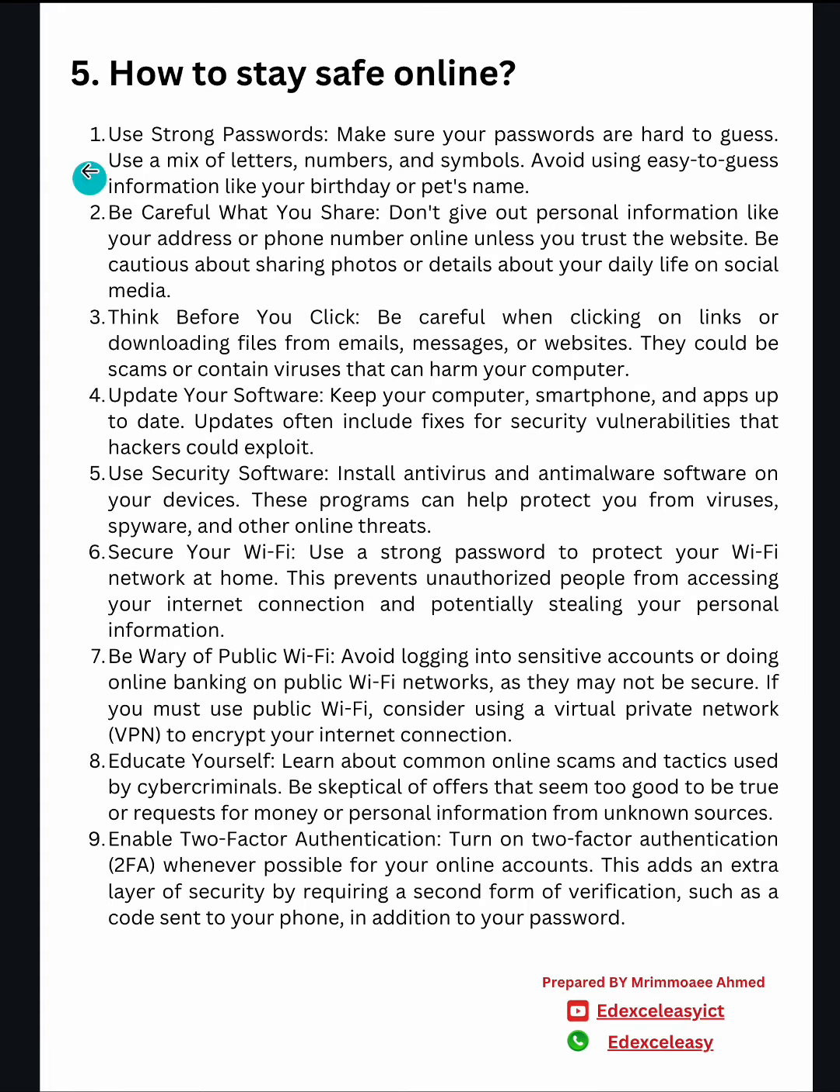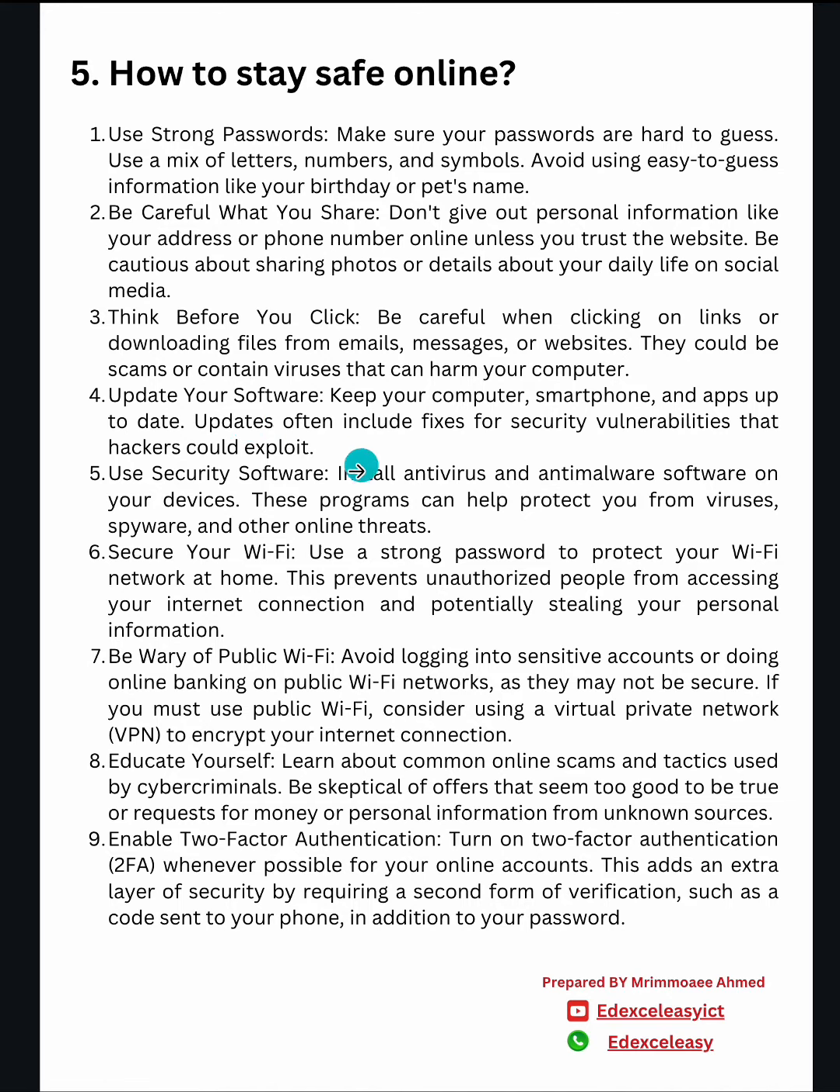Now question number 5, this is one of the most popular questions that has come so many times. So this one is, how to stay safe online. One thing is, we can use a strong password, we must be careful about what we share, okay, and then think before you click, because by clicking a spam email, we can download a number of viruses into our computer. So be careful when clicking on links or downloading files from email, message or website. They could be a scam or contain a virus. They can harm your computer.